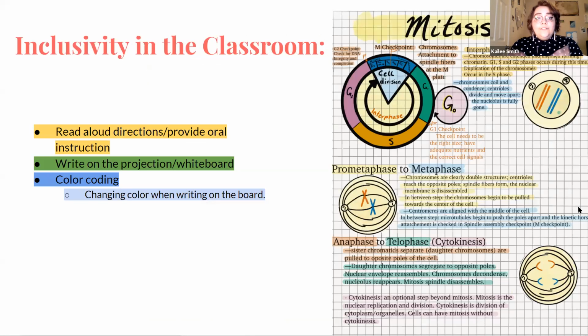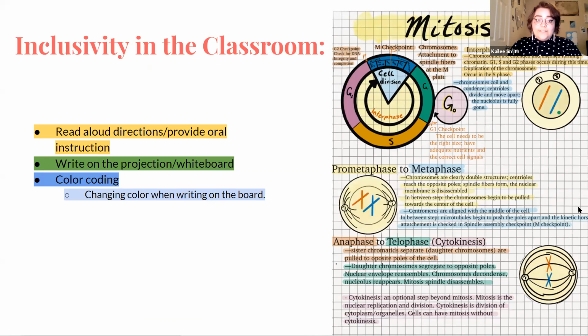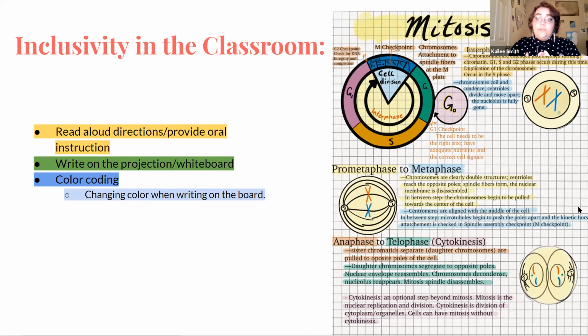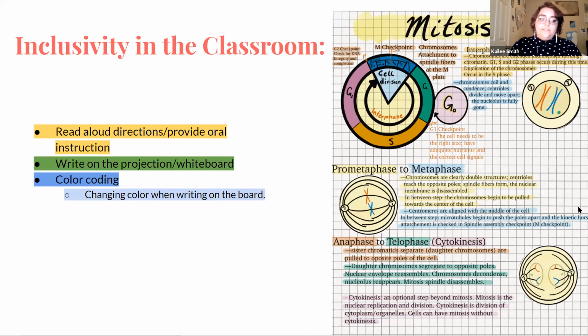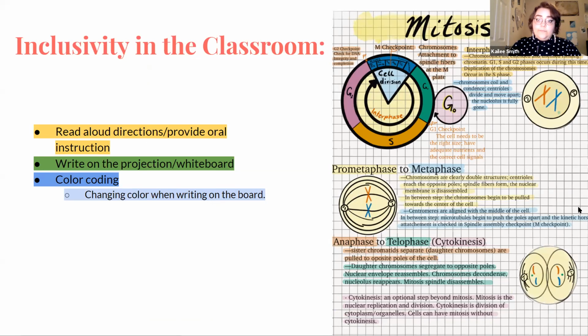So the last way to be inclusive towards visual sequencing is, when you go through a lesson, make sure that when you go through directions, you read them aloud and provide oral instruction. Or if you do need to write it down on the board or on the projection, use color coordination. Even if it's just 2 colors, switching between the 2 will allow them to break the sentences apart and see that there's an order to them.